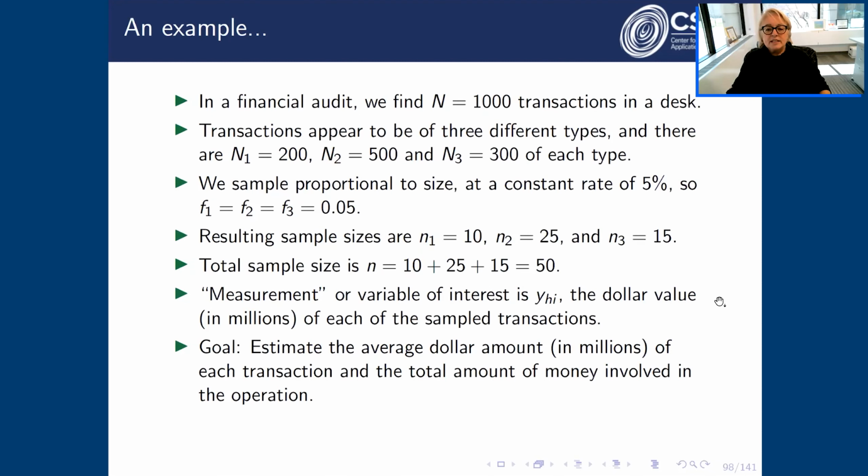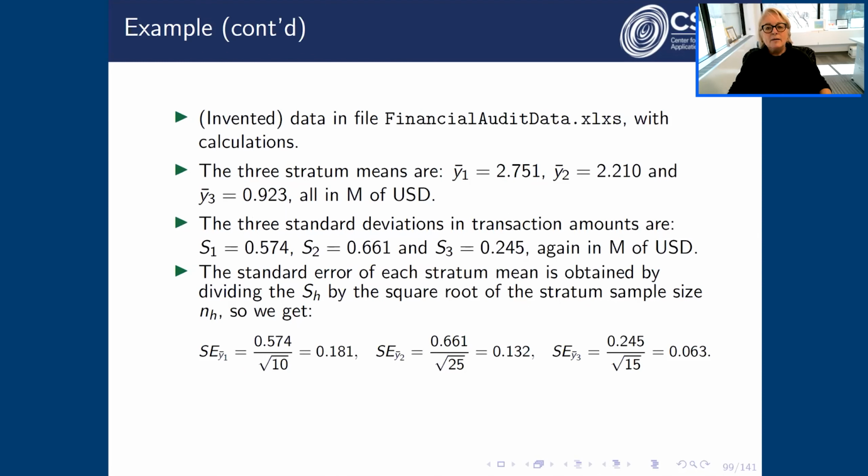Let's suppose that the measurement of interest is the dollar value, in millions of dollars, of each one of the transactions. The goal is to estimate the average dollar amount in millions of all 1,000 transactions in this particular operation. You have access to this invented data, called financial audit.data, so you can reproduce everything that I'm doing here. This is an Excel sheet with all the calculations already programmed in.